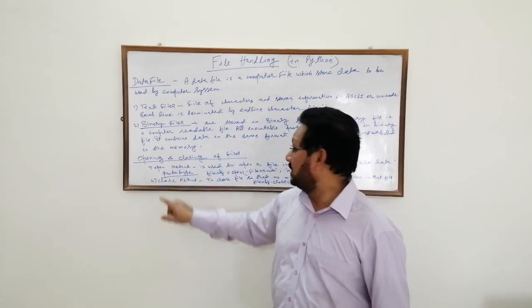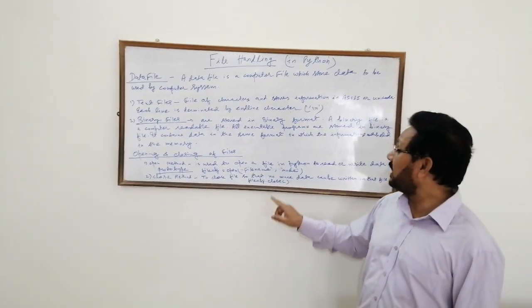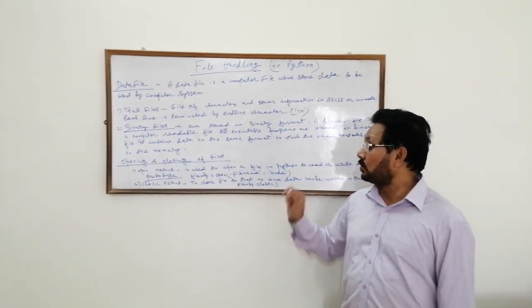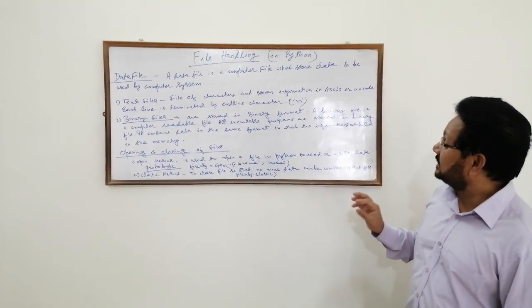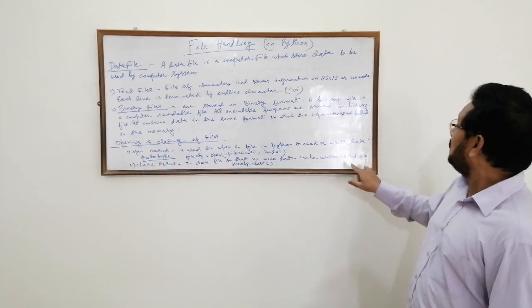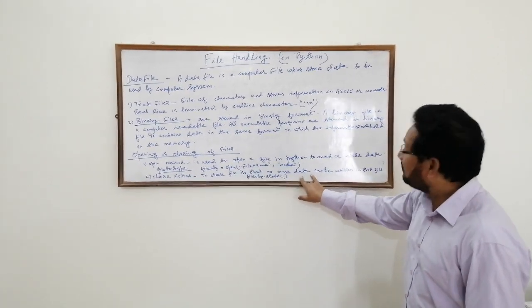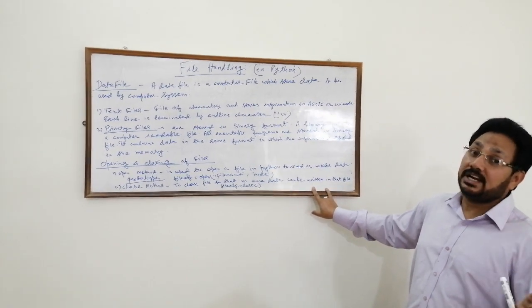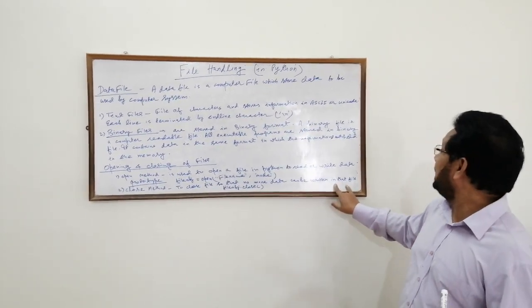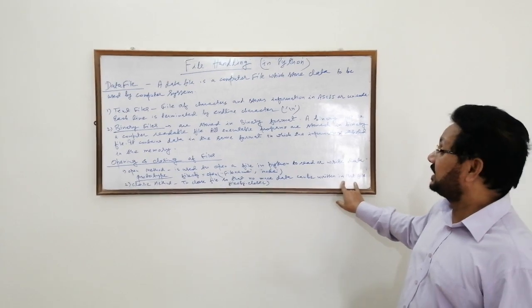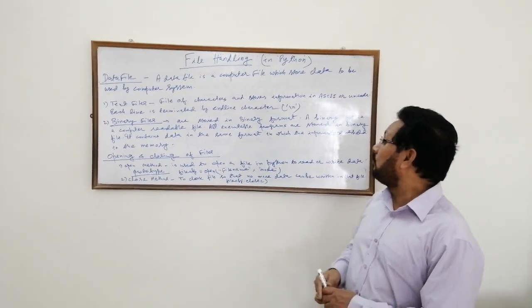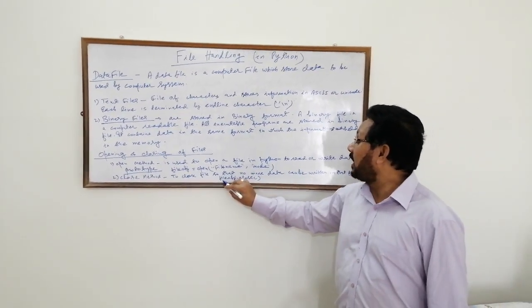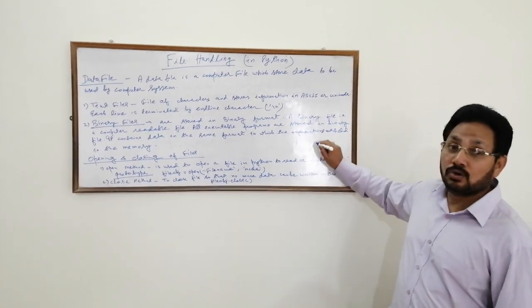Next is the close method. To close a file we use the close method. What it does is simply close the file, meaning that after that you cannot write anything more in that particular data file, and the grammar for this is fileobj.close().